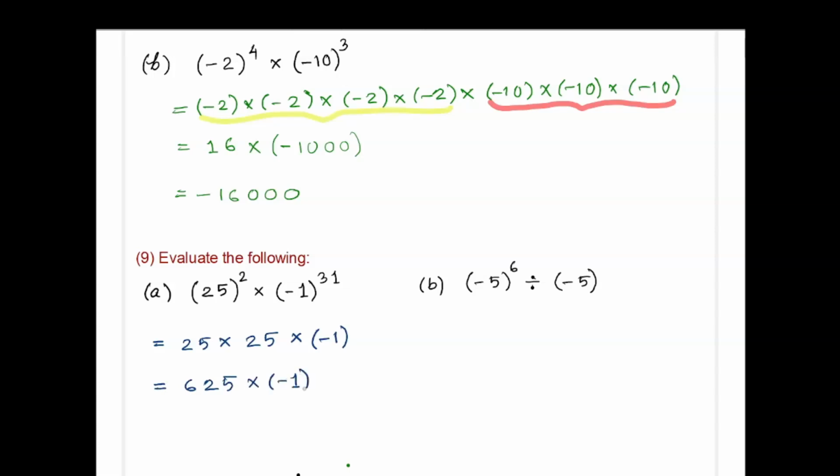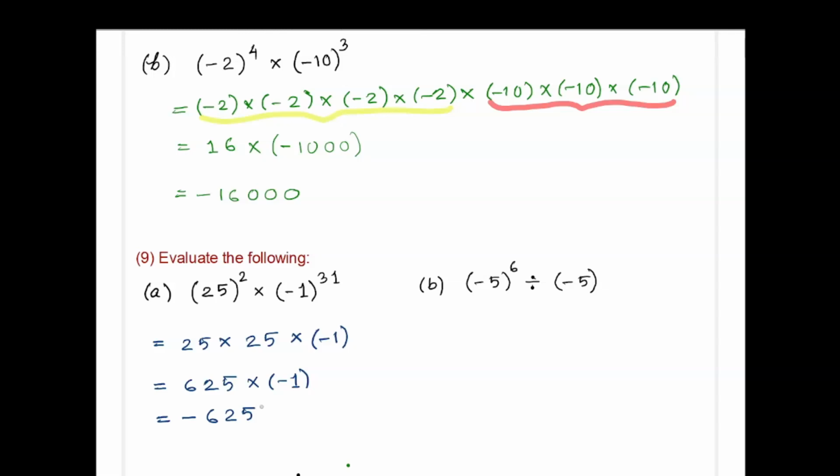Always remember one thing, that when you are writing a negative number, that means when a negative number is multiplied, then always write that negative number within the bracket. Then it will be distinct. There is no chance of making a mistake. So it will give us minus 625. This is the answer.